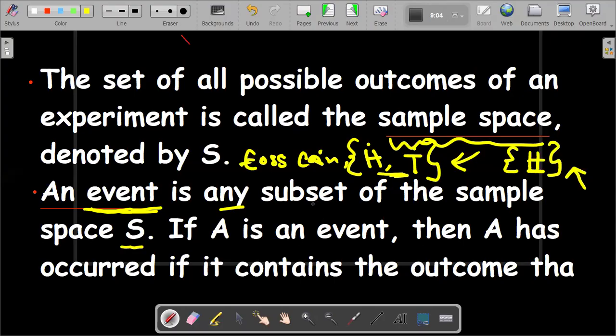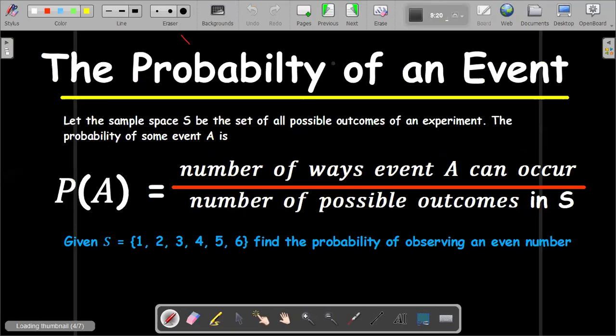So that's what an event is. Here I was saying if A is an event, then A has occurred if it contains the outcome that has occurred. All right, so we go to the next thing, which is defining the probability of an event.